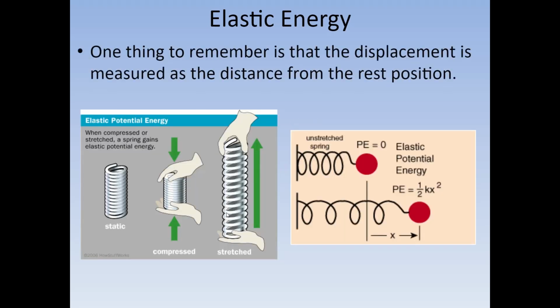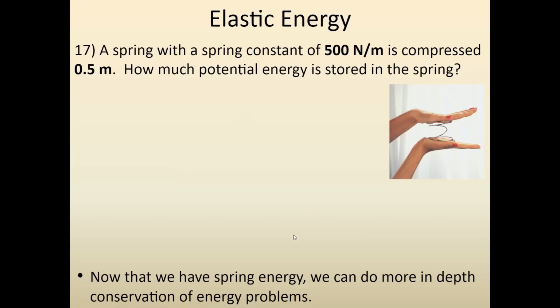This is just an example of the idea that as we stretch or compress a spring, we store energy. This energy, the elongation x value, is measured from the point of rest for that spring. So x does not represent the length of the spring; it represents how much the spring is stretched from its original, rest position. Okay. So here is our first question.